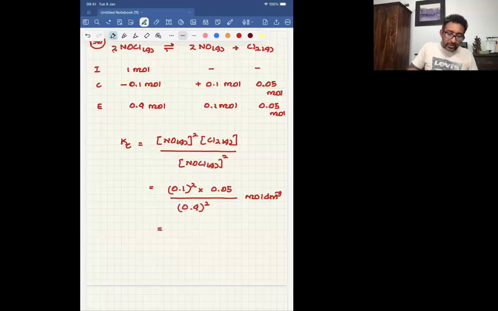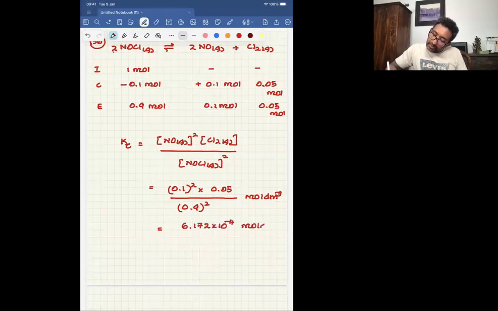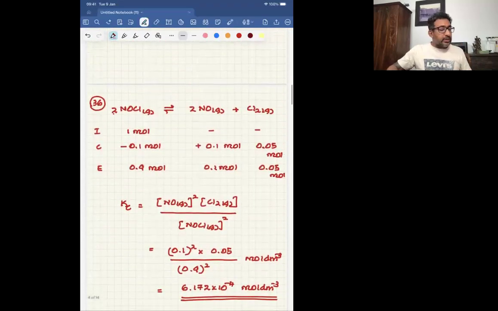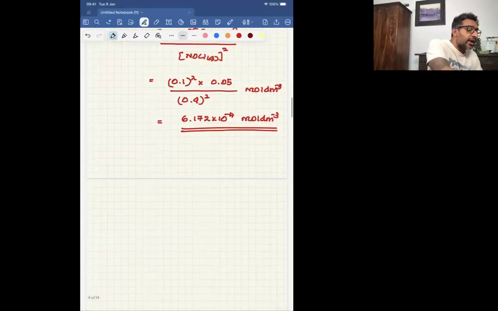Right. Let us say 0.1 squared multiplied by 0.05 divided by 0.9 squared. 6.172 times 10 to the power minus 4. Did you all get that answer? Moles per cubic decimeter. Right? Everybody understood that? Haridha, is it clear? Right. That is question number 36. So 36 is also done, right?